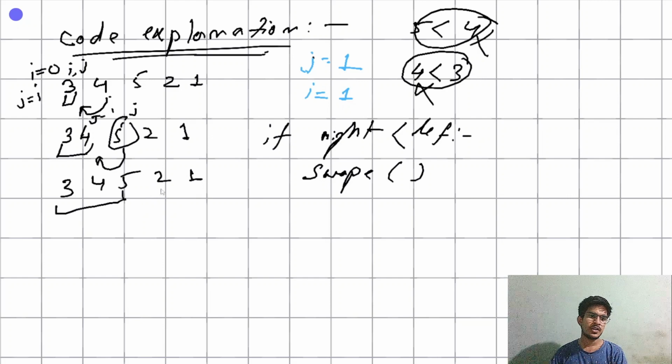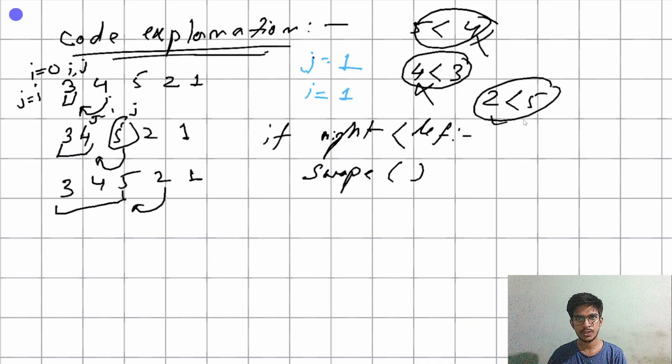Now 2 and 1. Now 2 will go here and it will check if 2 is less than 5. This is the right hand side, right? So 2 is less than 5, yes, this is true, so it will swap. This position will be swapped, and it will become 3, 4, 2, and 5. Till now it is not sorted.